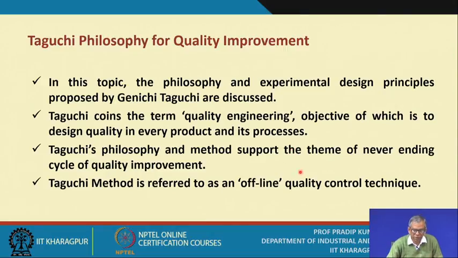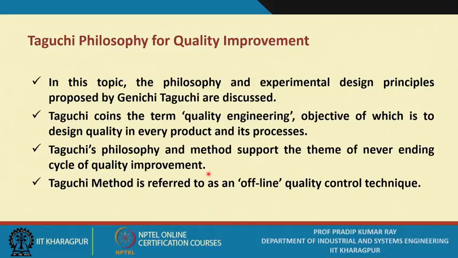Taguchi's philosophy and method support the theme of a never-ending cycle of quality improvement. Like we never say that the design of a product or a process has been fully matured. You can't conclude that. Similarly, you will never say that the quality of the product has reached its final level. Okay, so always, even if you say at this time that the quality is best, we believe in the philosophy that the best can be bettered.